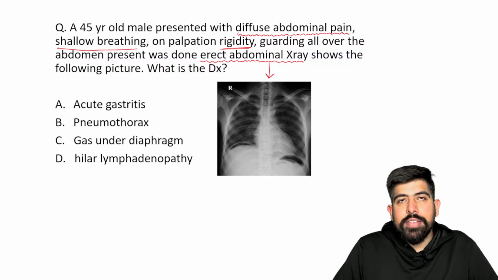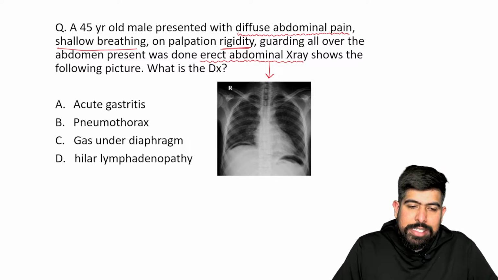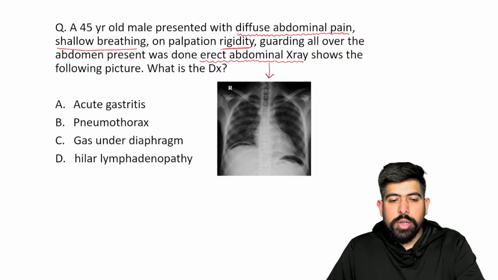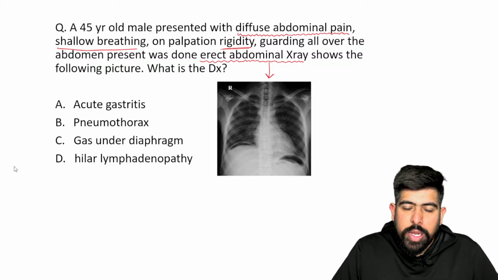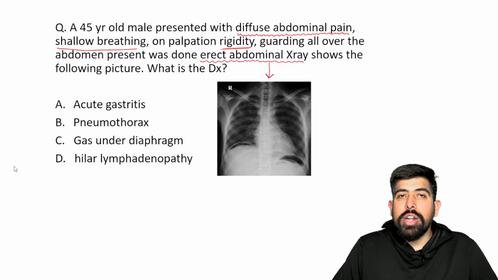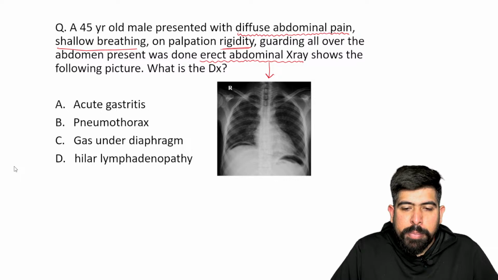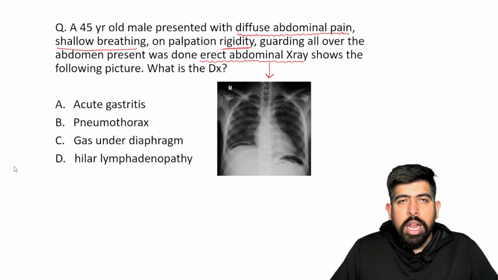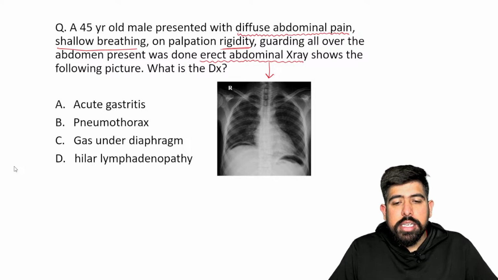Also, the options are given: acute gastritis, pneumothorax, gas under the diaphragm, and hilar lymphadenopathy. So now, how do we rule out what is on this X-ray? As you already know, we talked about X-rays in part 1. On an X-ray, air appears black, and other tissues are seen in white.